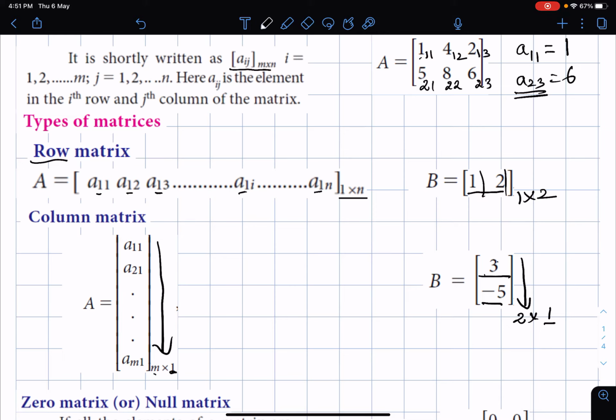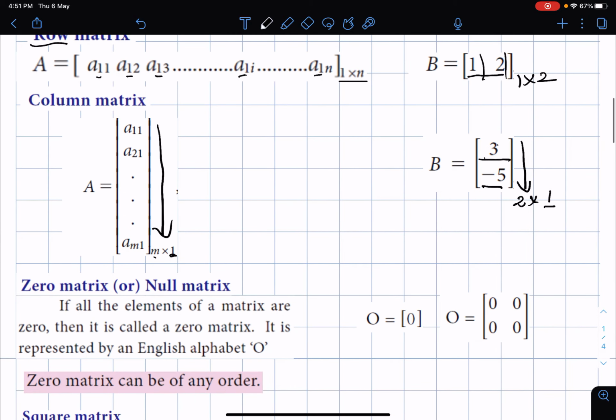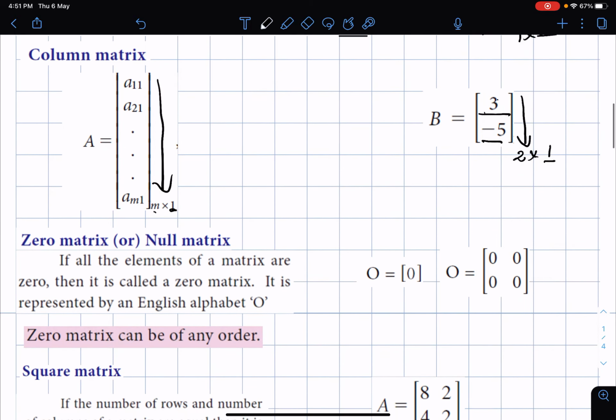So this 1 is going to be a constant and m alone is going to vary for each matrix. Okay. Then zero matrix or null matrix. What is zero matrix? From the name itself you can understand the elements in the matrix all should be 0, none other than 0, and it is denoted by the alphabet capital O.